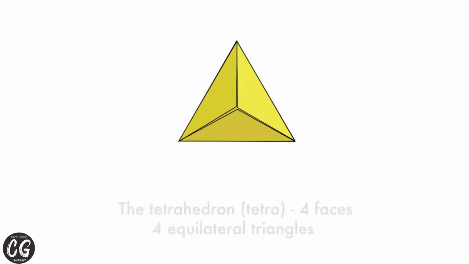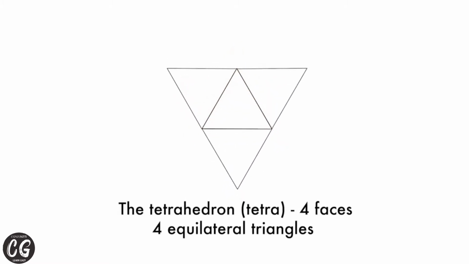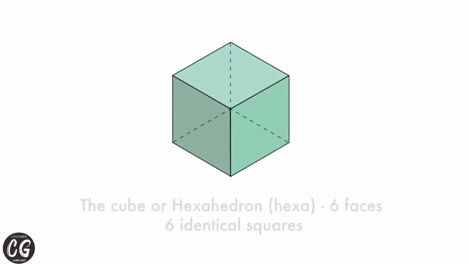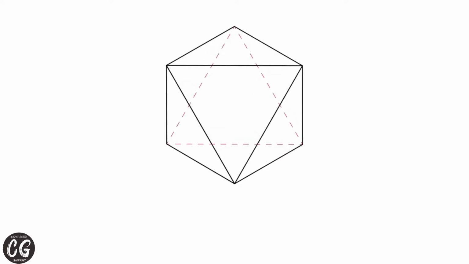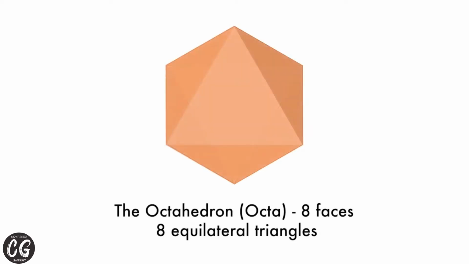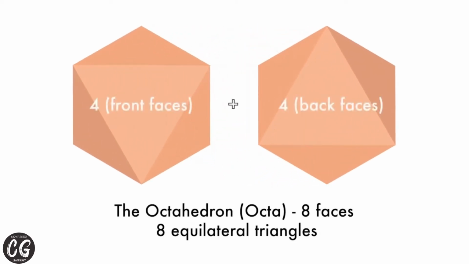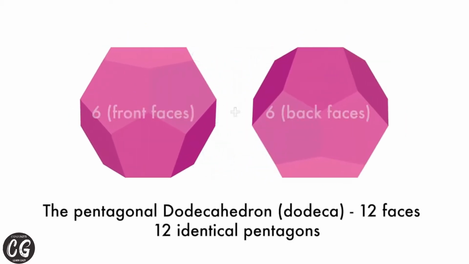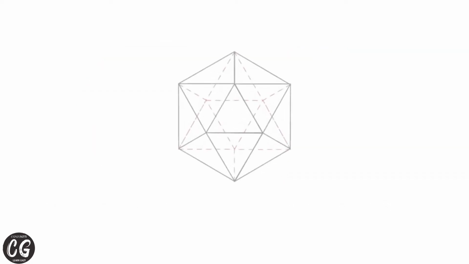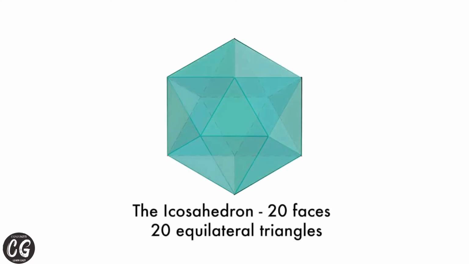Tetrahedron has 4 equilateral triangles and 4 faces combined together. We all know a cube has 6 faces, every face has 90 degree angles. Octahedron, 8 equal triangles combined together. Dodecahedron, here we have the pentagons, 12 identical pentagons combined together. Icosahedron, 20 equal triangles.